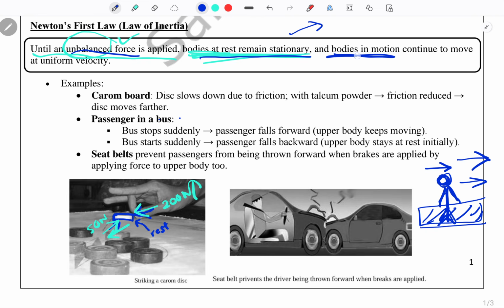The body in motion. You know your body is in motion when you are moving in the bus.